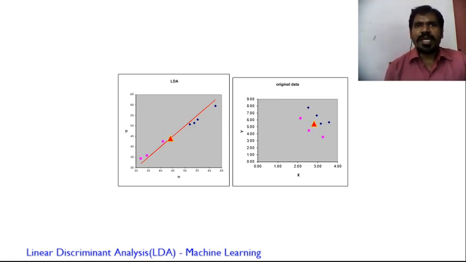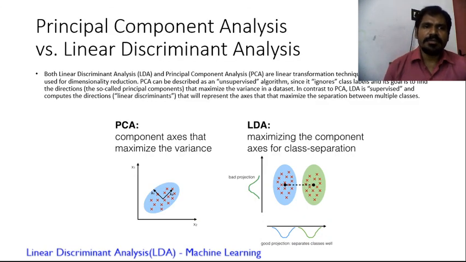So I hope this makes you very clear in understanding of LDA. And as we were discussing PCA versus LDA, the PCA component maximizes the variance, and LDA, apart from that, maximizes the component axis for class separation, right? So this video makes you very clear in understanding of LDA.